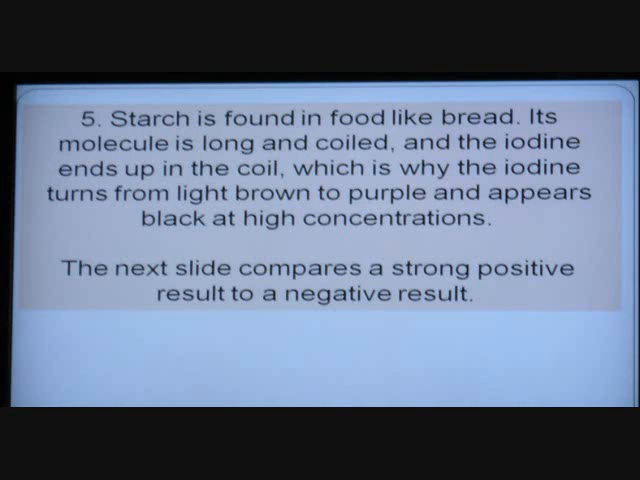Now I'm going to show you another slide. There was another strong reaction that was positive. And I'm going to show you, I think on the same slide, the color of iodine in the bottle before it ever reacted. That you see what would happen if nothing happened.